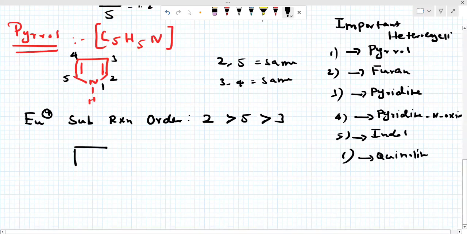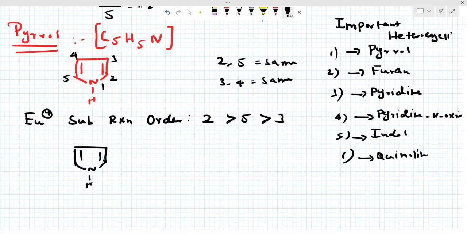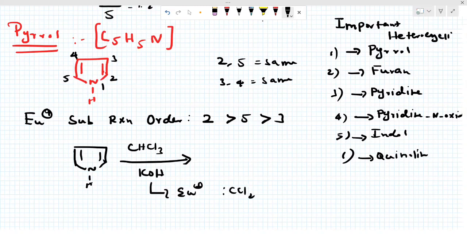Now I give the example. Please note 1, 2. Now here H, here pyrrole. Now I am going to add this reaction. Tell me the name of the reaction. This one, add chloroform, CHCl3 and KOH. What is the reaction? It's the Reimer-Tiemann reaction, right? Now, what is the incoming group? What is the electrophile? Dichlorocarbene, right? What is the electrophile in this reaction? CCl2.